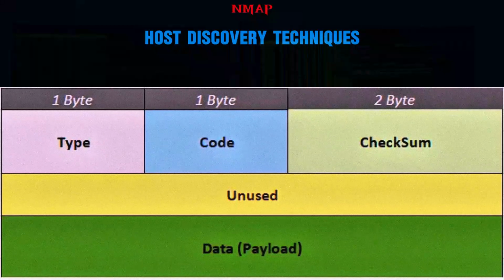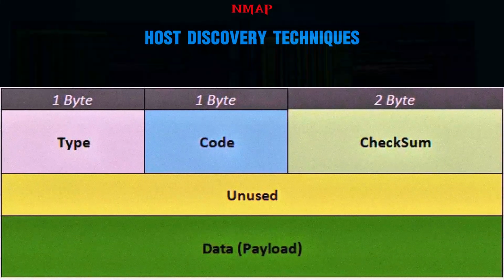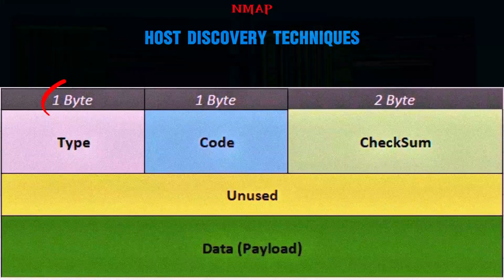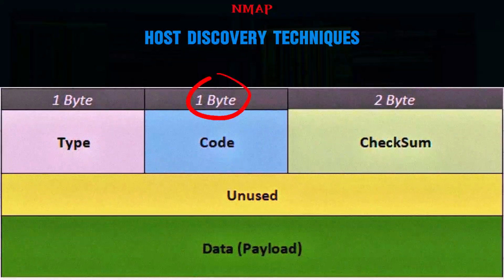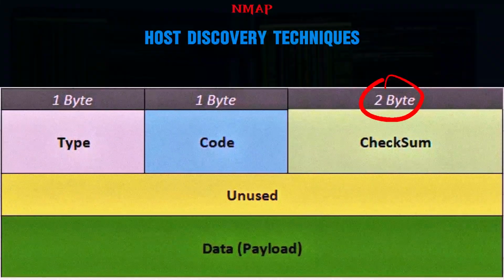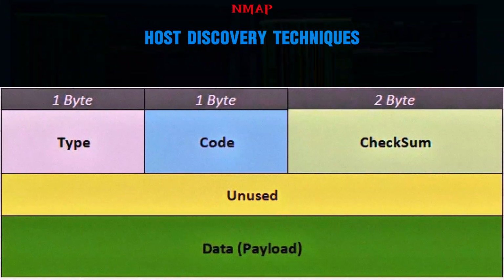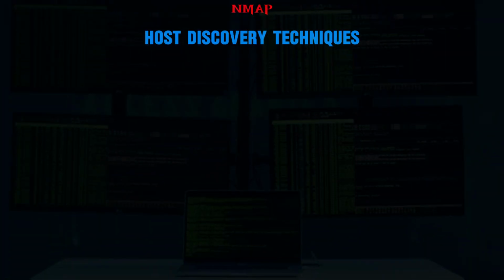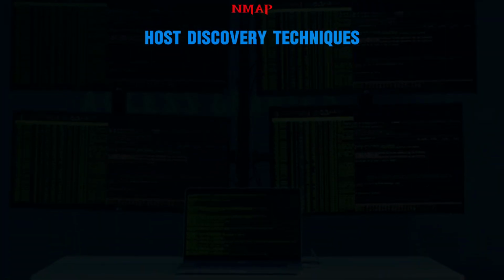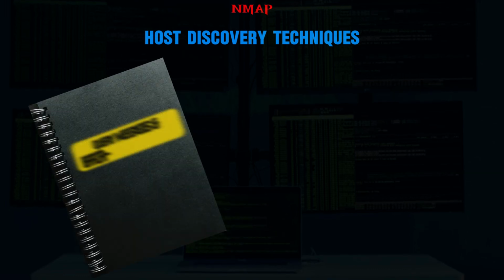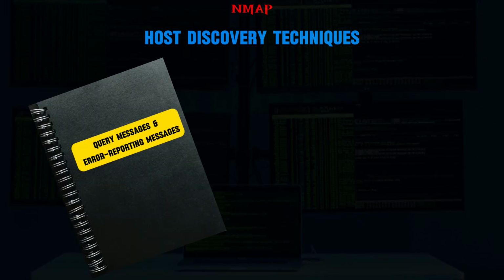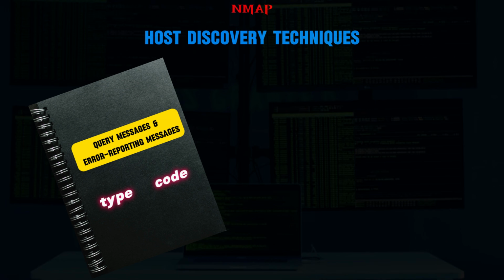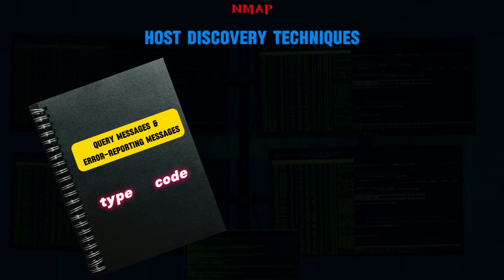The ICMP header looks like this. The ICMP header is super simple: 1 byte for type, 1 byte for code, 2 bytes for checksum, and 4 bytes are unused, then follows the actual payload. ICMP messages can be simply classified into query messages and error reporting messages. For every message, there is a type and corresponding code. The type tells us what kind of message it is, and the code breaks this further down to a clear message.